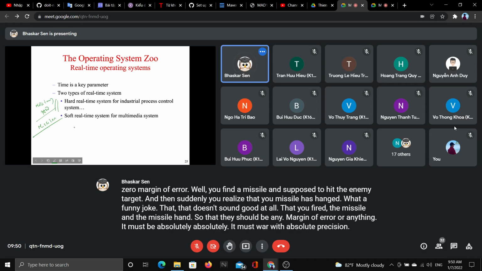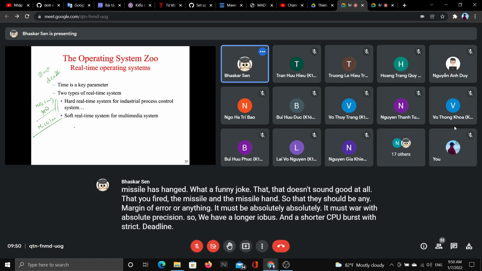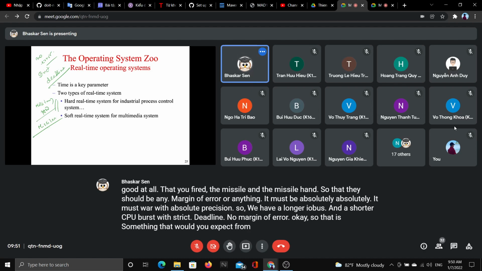So we have a longer I/O bus and a shorter CPU bus with strict deadlines and no margin of error. That is something that we do expect from the real-time operating systems.